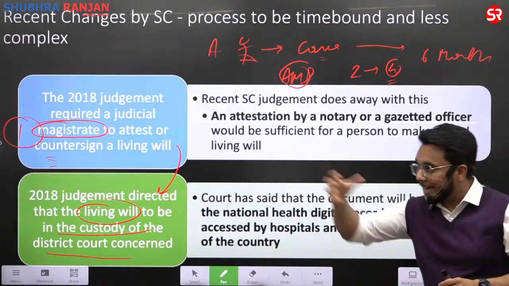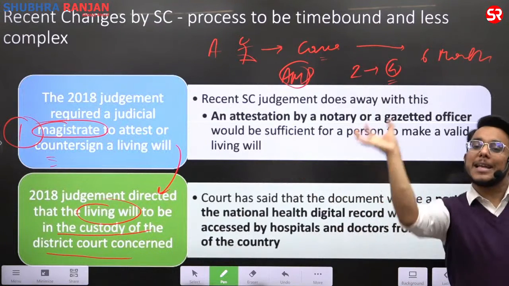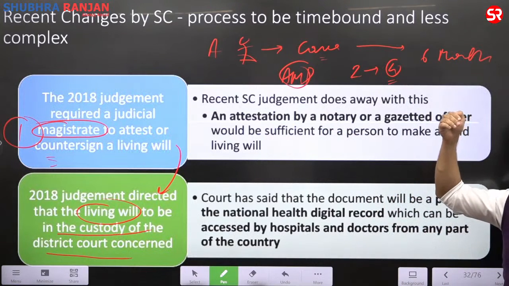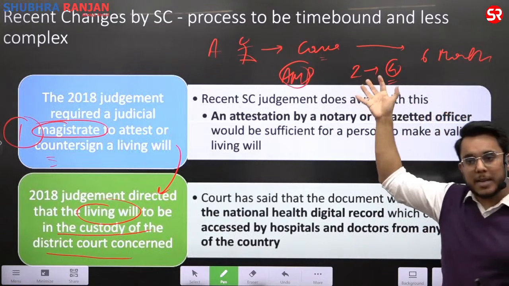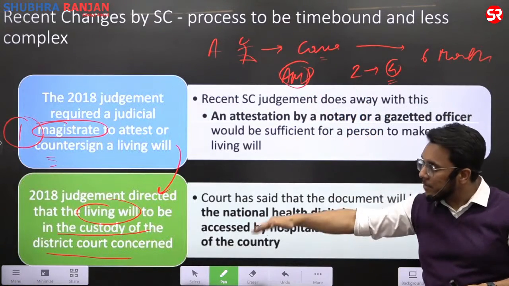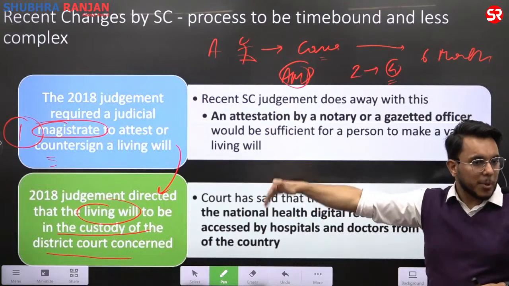Now the point is that retrieving it from the district court and then getting it executed used to take a lot of time. Are you getting it or not? Matlab itna time ho jayega ki that the person will then suffer. So it was said that we need to simplify this particular process.